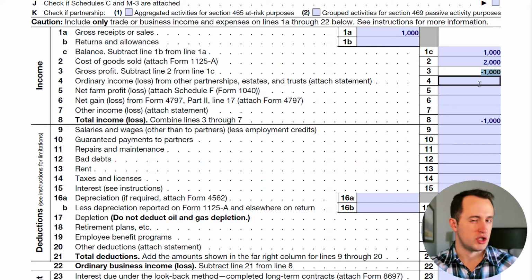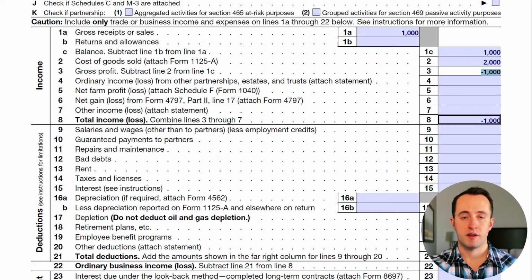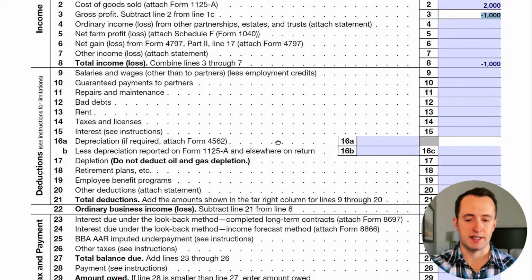If they don't, which they shouldn't to the majority of people, you'll just take line 3 and drop it into line 8. Now for this example, none of these deductions in lines 9 through 21 are going to apply, but touching on them quickly. If you have any sort of employees, 9 will be applicable. Guaranteed payments to partners, that's payments that are going to be given to a partner regardless of how the business performs, so not applicable to the majority of people.